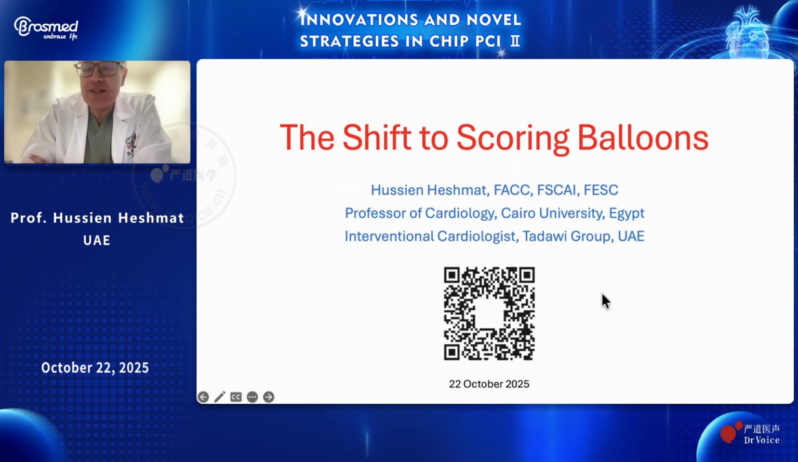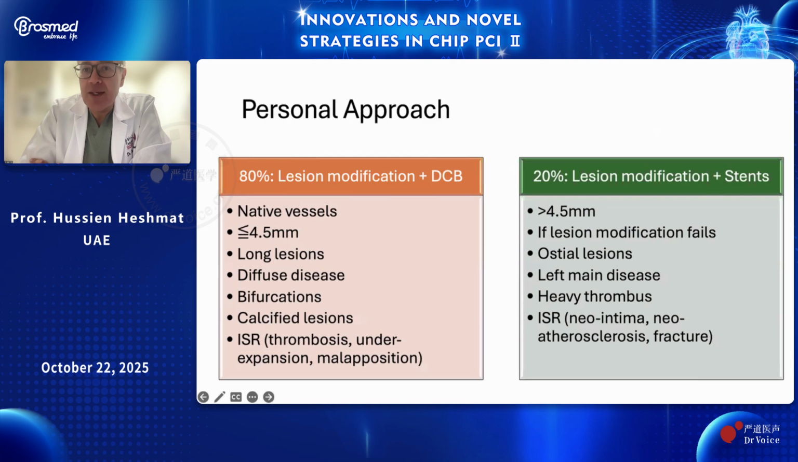So in the coming minutes, I'll be sharing with you part of my journey in PCI and how I shifted from the majority of stents to the majority of drug-coated balloons. I have been using drug-coated balloons for more than 10 years. Now they have become the main device that I use in my interventions for any vessel that is 4 millimeters or less, long lesions, diffuse disease, bifurcations, a big portion of in-stent restenosis, where we still keep stents for left main disease, those with large thrombus burden, ostial lesions, some of the in-stent restenosis, large vessels, and of course, if lesion modification fails.